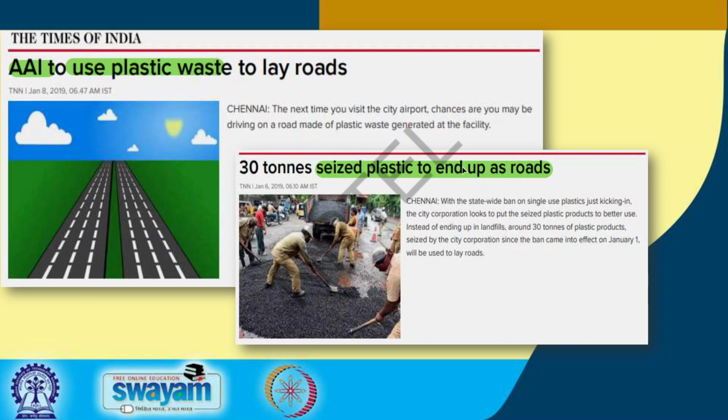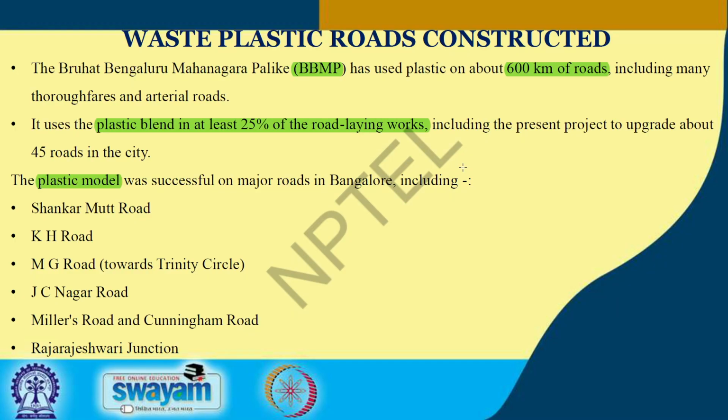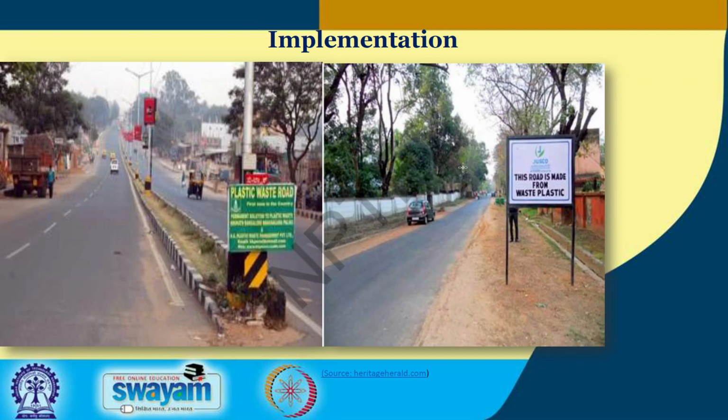All the airports will have to use plastic waste for runway construction and so on. If you go to Chennai airport, you can see a runway made out of plastic waste. In Bengaluru, 600 kilometers of roads are made with plastics and 25 percent of the road laying work is left. The plastic model will be adapted in all these types of roads in Bengaluru. You can see some photos of implementation.